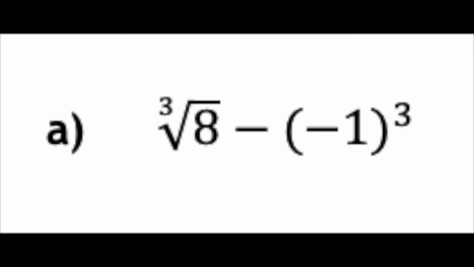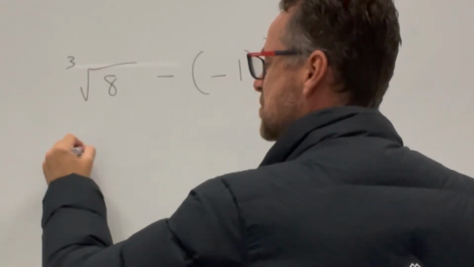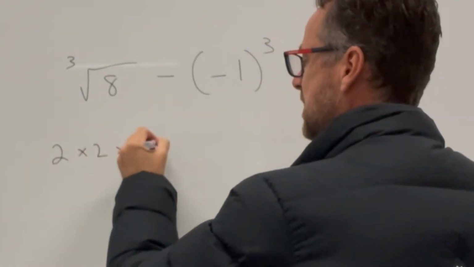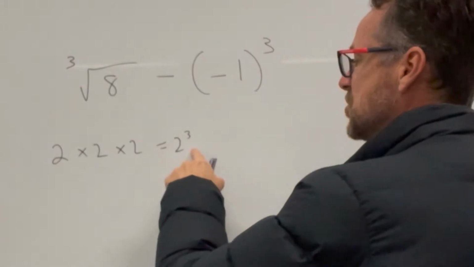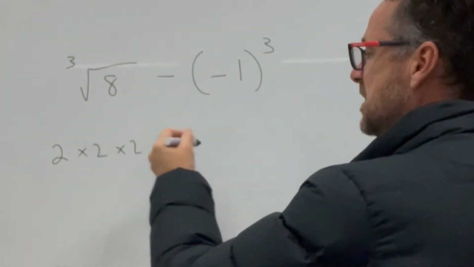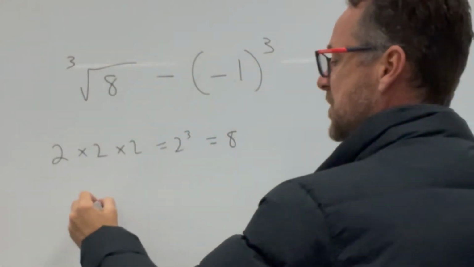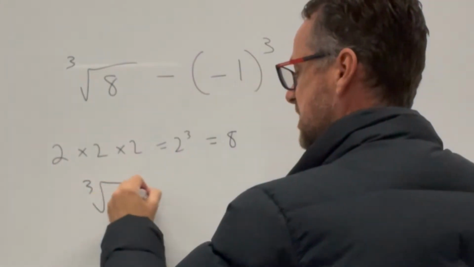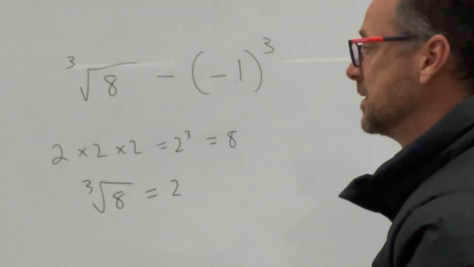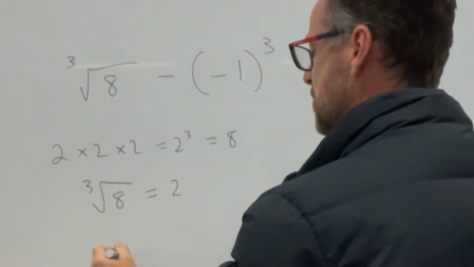So here we have the cube root of 8. So this is basically, the answer is 2, because 2 by 2 by 2 equals 2 cubed. So 2 cubed becomes 8. So therefore the cube root of 8 equals 2. Okay, so that part of this equals 2.